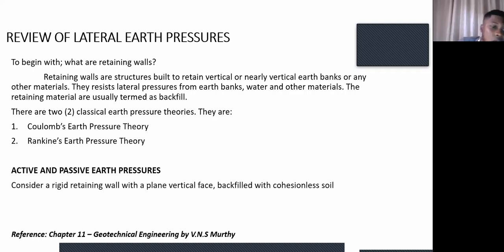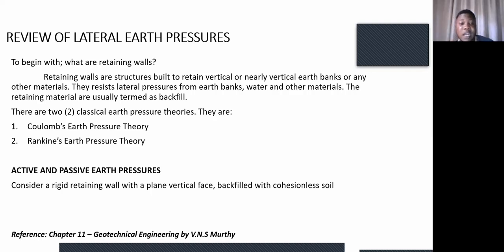So for our active and passive earth pressures, let's consider a rigid retaining wall with a plain vertical face, backfilled with a cohesionless soil. Now I'm going to display the diagram soonest. When you are backfilling with a cohesionless soil, you are saying that you are neglecting the cohesive properties of that particular soil, not the retaining wall itself.